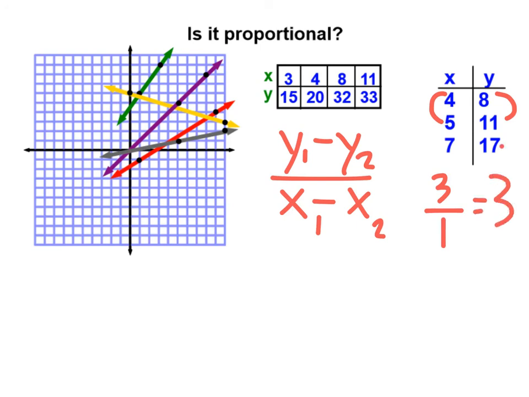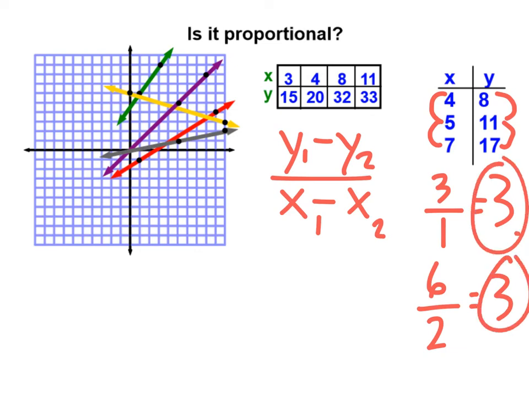Let me try that again. I do 17 minus 11, which is 6. I do 7 minus 5, which is 2, and I get 3. So now they match, but notice I had to do subtraction, which means it's not a constant ratio because I had some sort of an adjustment there. So I can start writing that equation, y equals 3x, there's your slope, right? Because it does have a constant rate of change.